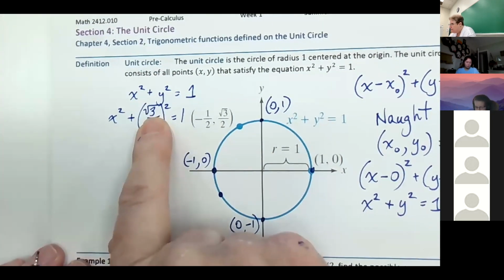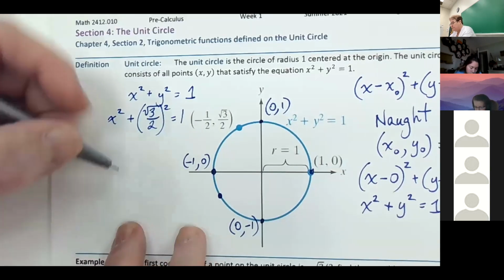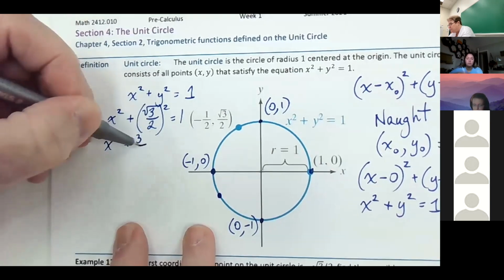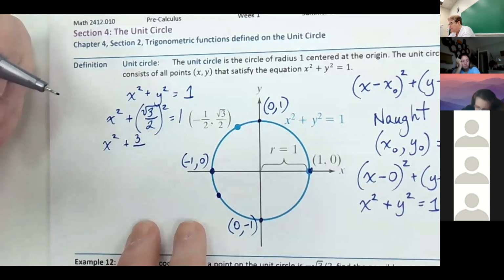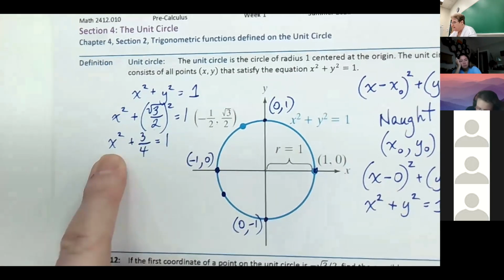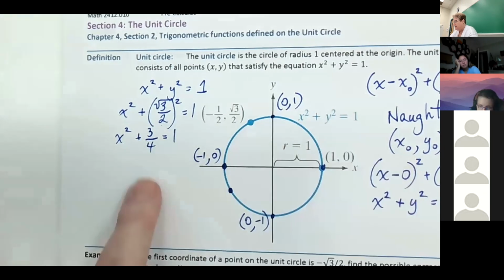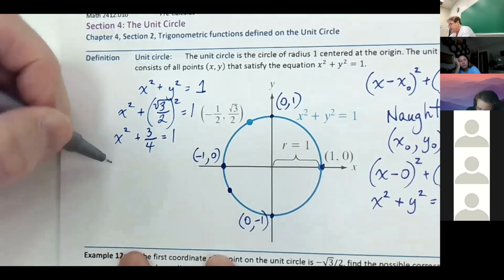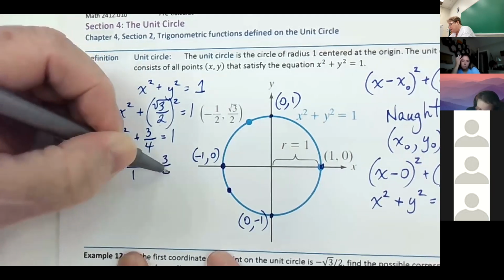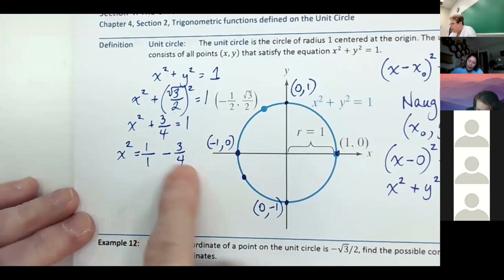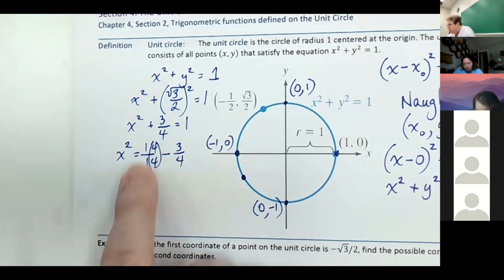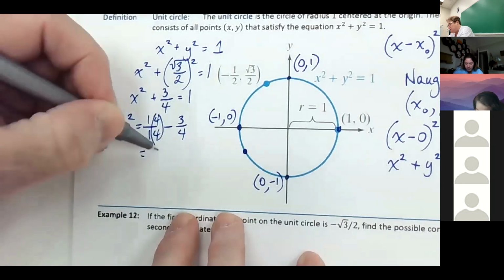Well, what is the square root of 3 squared? 3. Good. And 2 squared? 4. Good. I want to find x. So that means I want everything else on the other side. I'm going to subtract 3/4 from both sides. So I need a common denominator, and that means 4. So I've got 4 minus 3 all divided by 4, which is 1/4.